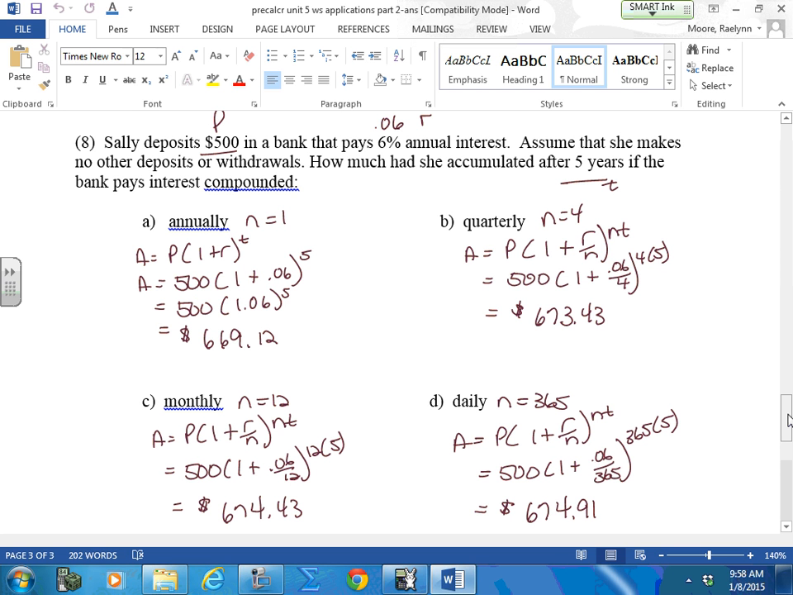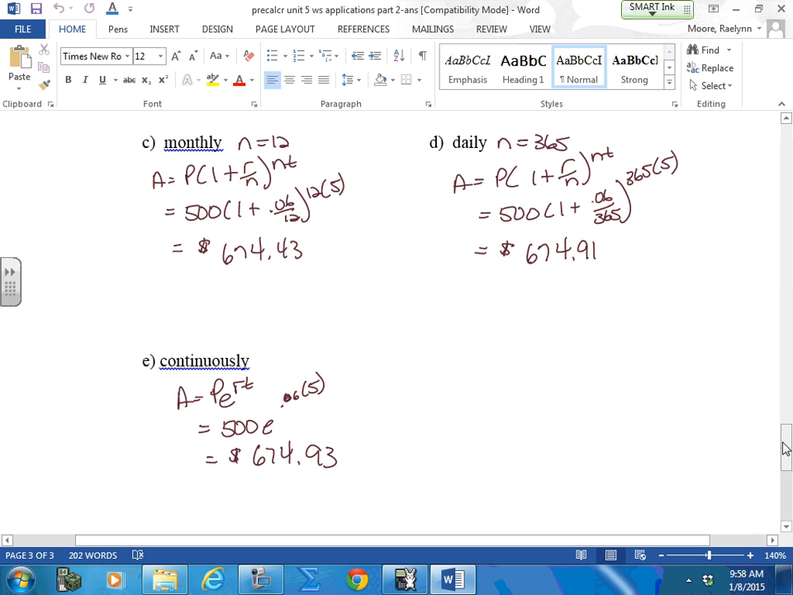My goal again to do this is you're using the same formula. You're seeing the part that you're changing, the n. You're seeing the n over and over, and you're seeing what's happening. The more I compound, the more I make. The difference between daily and continuously is very small. Very small. And continuously will yield you the best rate.